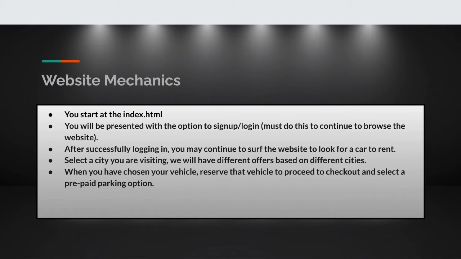When you successfully log in, you may continue to surf the website to look for a car to rent. Selecting your destination that you are visiting, we have different offers based on different cities. When you have chosen your vehicle, you have the ability to reserve that vehicle by adding to cart, and then you may proceed to checkout with the option to select a different type of prepaid parking options.